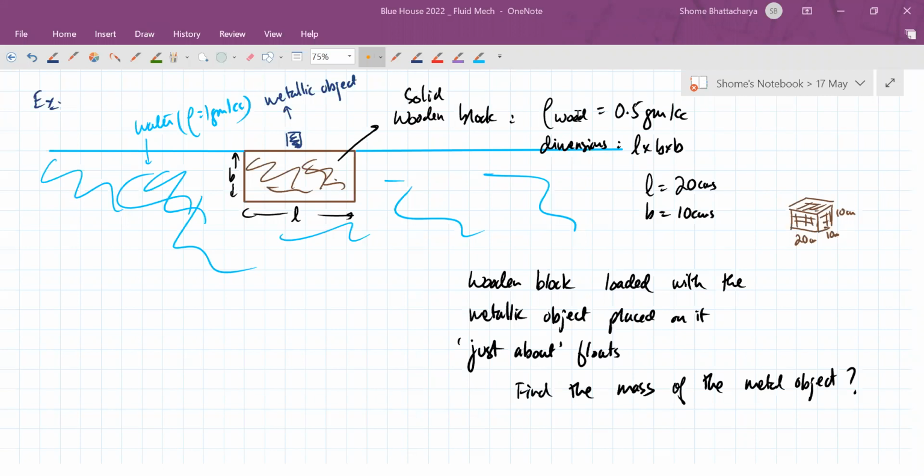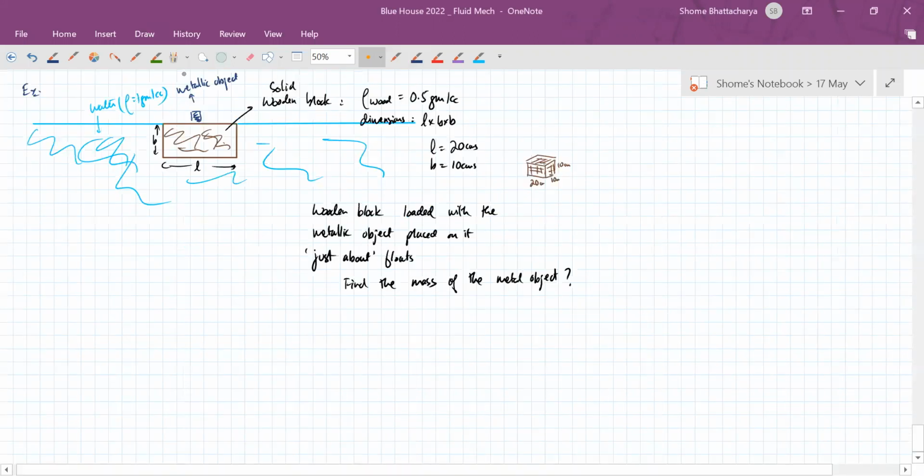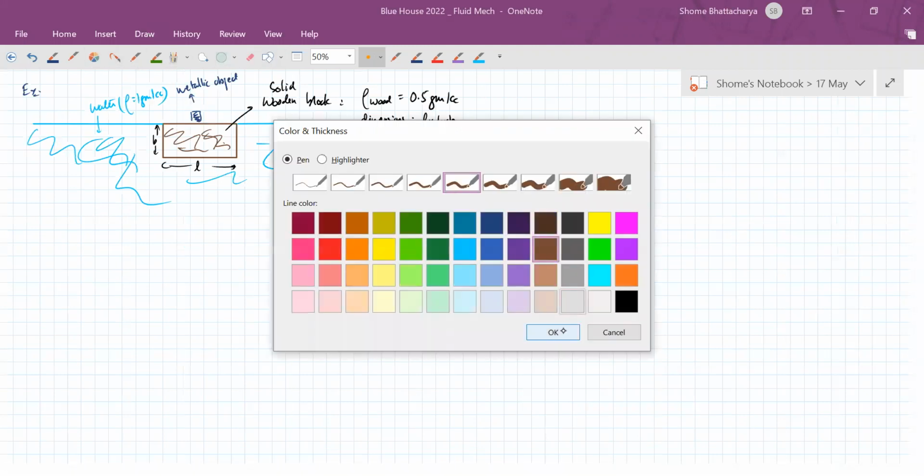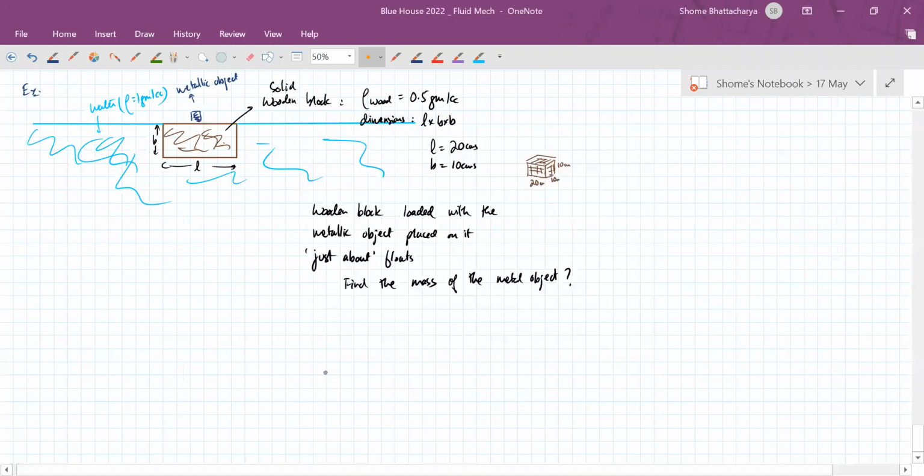Okay, so let's verify your answer, Parth. There are two ways we can do this. One is to make the free body diagram exclusively for the wooden block. That's also a decent method. The wooden block will be pressed with some normal reaction from above, which the metallic object applies on it. It will have its own weight, which is density of wood into the volume of the block into g. And of course, there will be buoyant force.